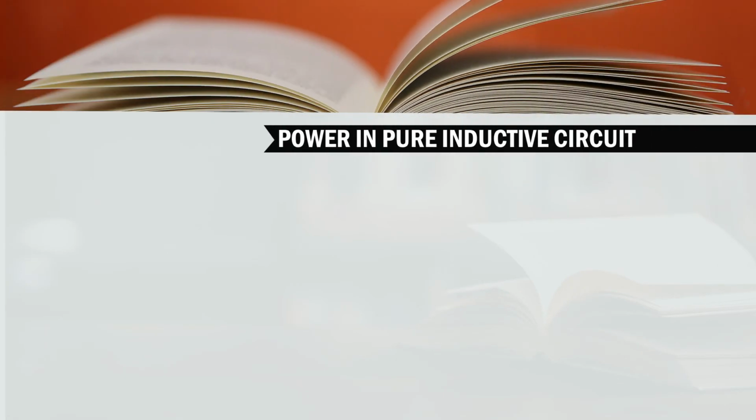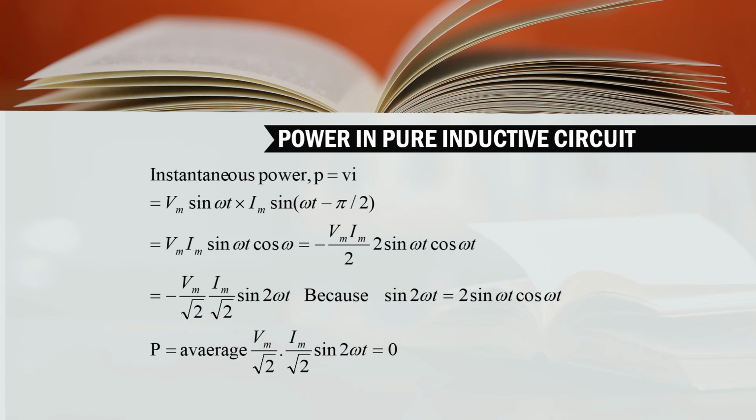Now we have to find out the power in the pure inductive circuit. So instantaneous power p can be written as small v into i. Now what is the value of this small v? It can be written as small v equal to Vm sin omega t, and what is the value of current? The value of current in a pure inductive circuit can be written as Im sin omega t minus pi by 2. Now you multiply these two quantities, so it will be Vm Im sin omega t into cos omega t. Now you multiply it by 2 and divide by 2, so it can be written as Vm Im upon 2 into 2 sin omega t cos omega t.